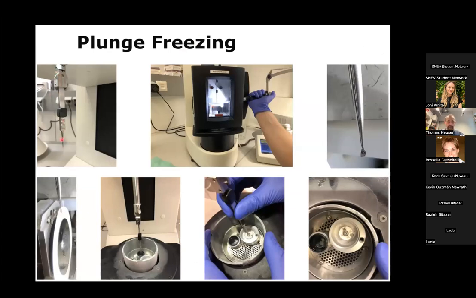Here we have a tweezer and you can test your eyesight. Here you see there's a tiny little grid. This is again one of these 3 millimeter grids. And what we're doing now is we apply a small droplet of our sample, typically 4 microliters or so. We apply this on here. And then you can see how the drop is sitting on this grid. What we're doing now is we're taking a piece of filter paper and blotting most of the liquid away. This is what's happening here.